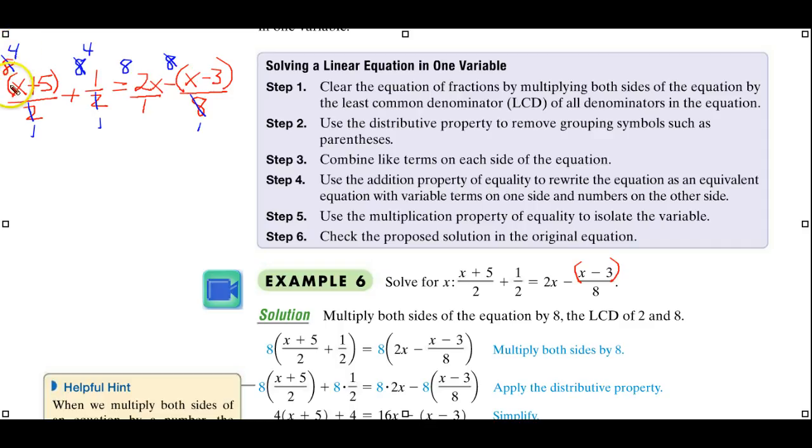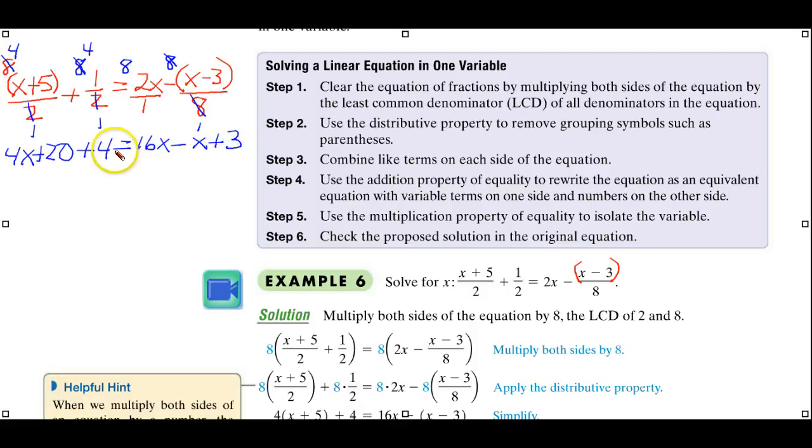But now I have to get rid of this parenthesis. So 4 times x is 4x. 4 times 5 is plus 20. Now this is just a 4. This is going to be 16x. Now here we're going to use the technique: a negative sign in front of a parenthesis. We remove the parenthesis and change both signs. So this will be a negative x, and this will be a plus 3.